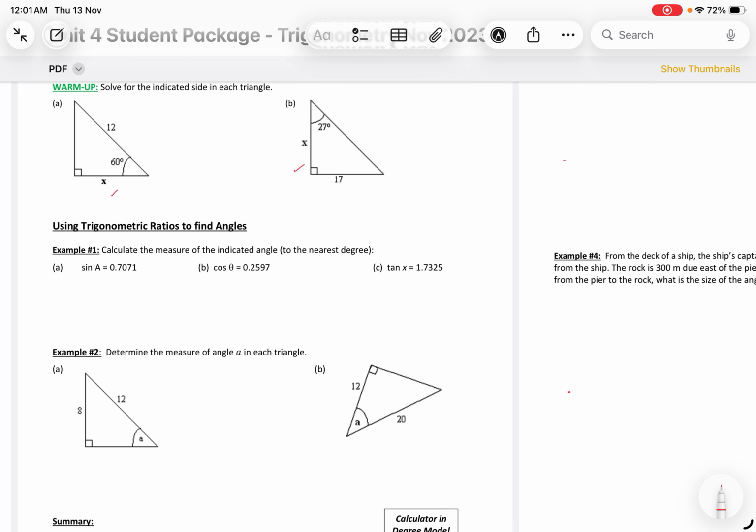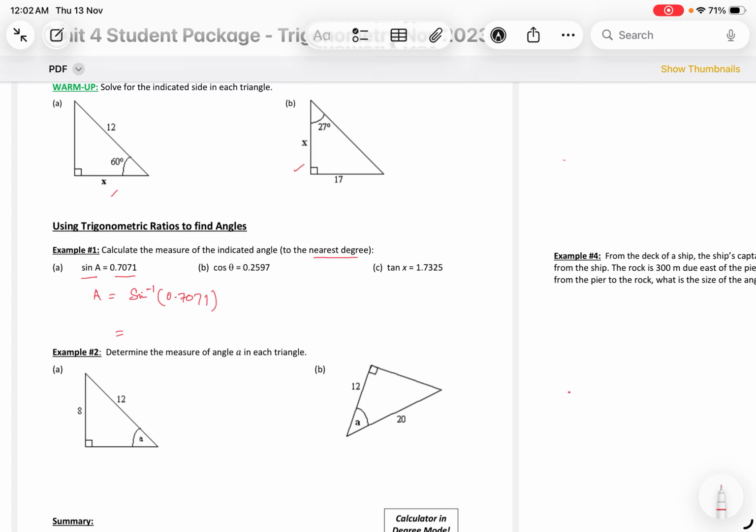Now students, you can pause my video at any time, do a few questions yourself, and then check the solutions, right? So moving down to the next topic, here we are given that sine A is equal to 0.7071, find the value of A to the nearest degree. So first of all, we write A is equal to sine inverse of 0.7071.